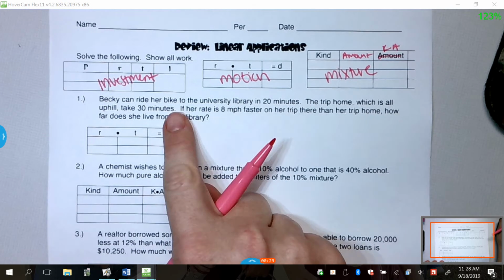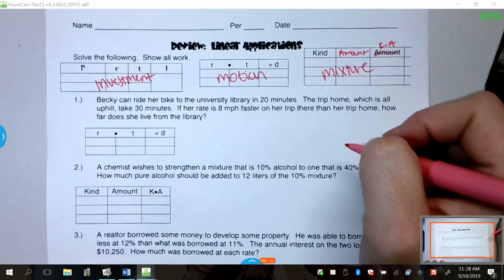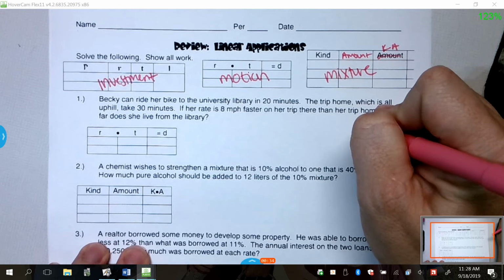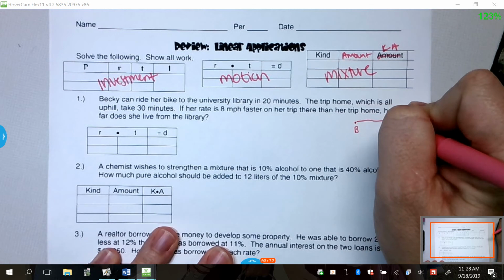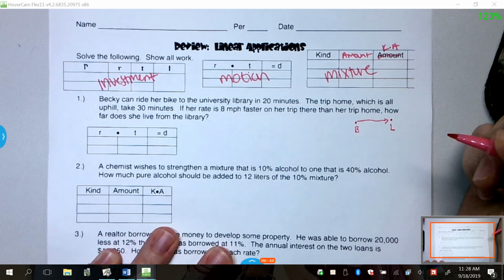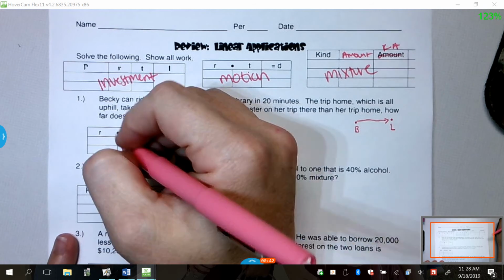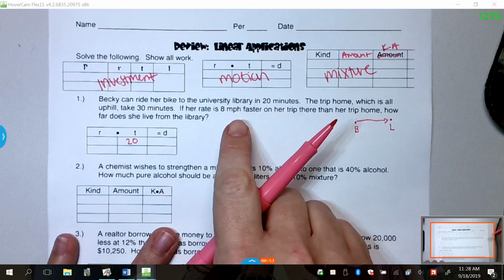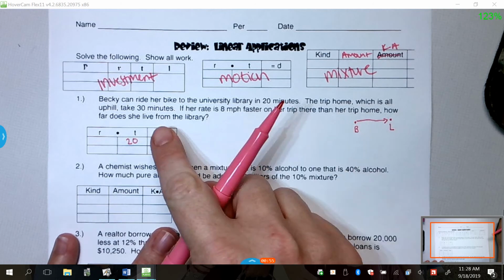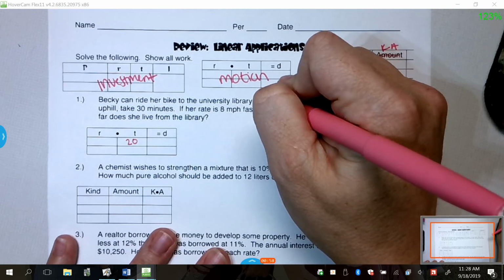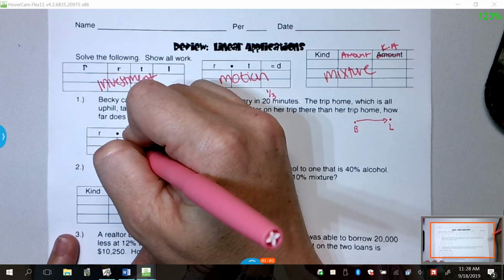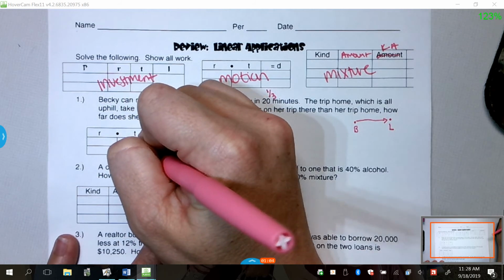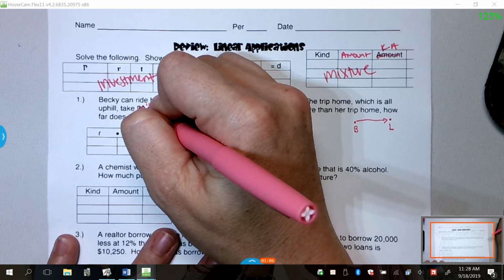Okay, so this says Becky can ride her bike to the university library in 20 minutes. So if we start at her house, at Becky's house, and she's going to the library, it can take her 20 minutes. Okay, so we know that our first time is 20 minutes. The issue here is we're going miles per hour. So we need to convert these into fractions. So 20 minutes is a third of an hour. So this is my bad. And 30 minutes is a half of an hour.